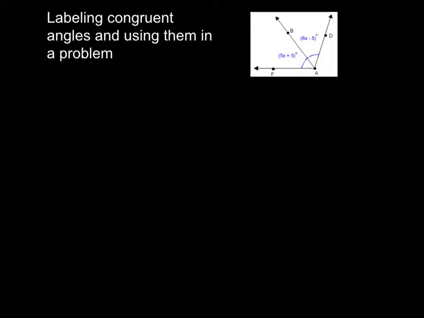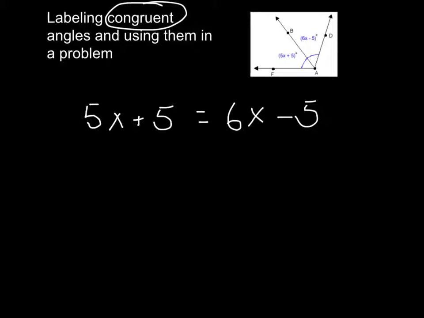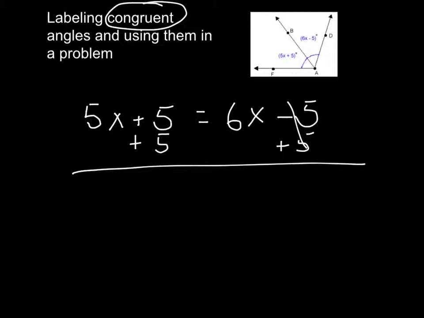Now that I've started this problem, I know that I can set this up as 5x plus 5 equals 6x minus 5, and I can do that because they're congruent, so they have the same measure. Now I'm going to add 5 to both sides. That gives me 10. I'll subtract my 5x to the other side. So x is 10.